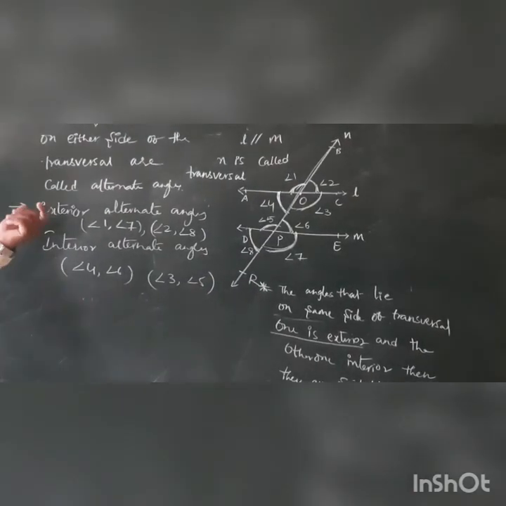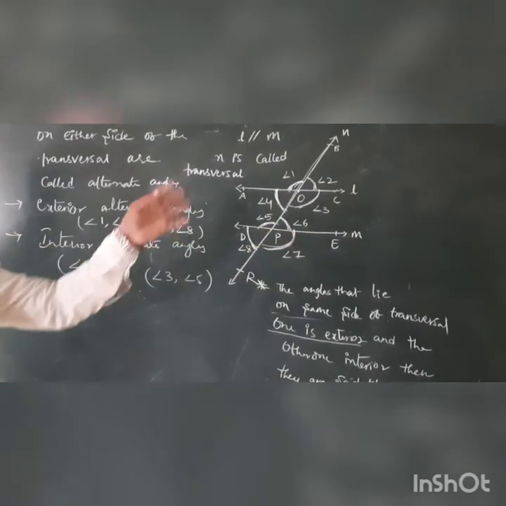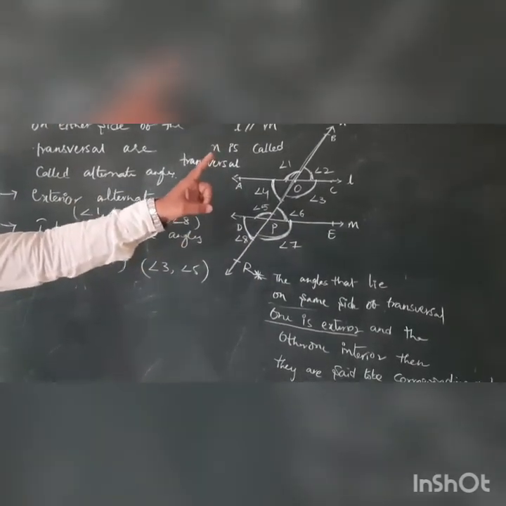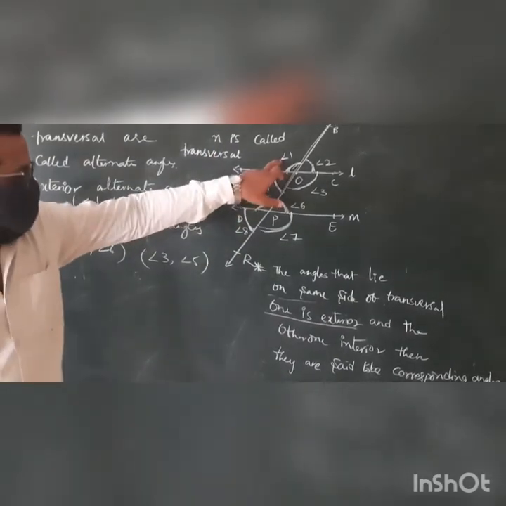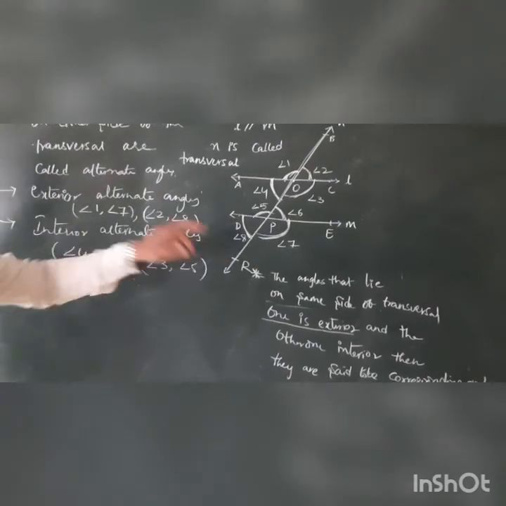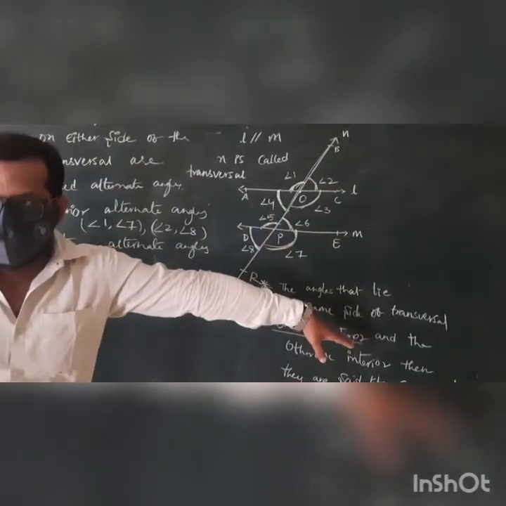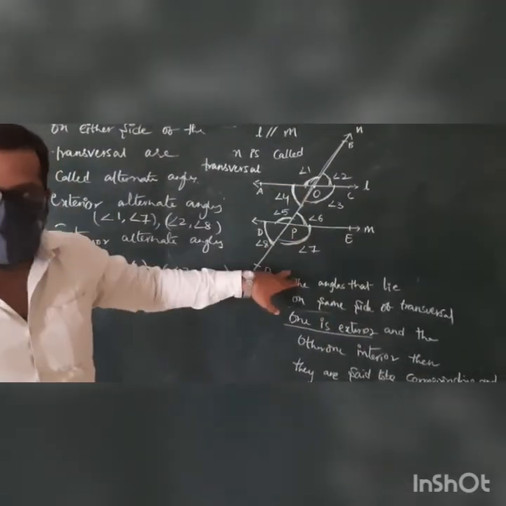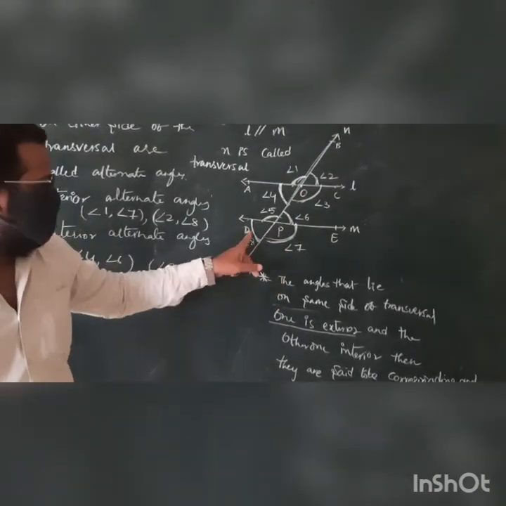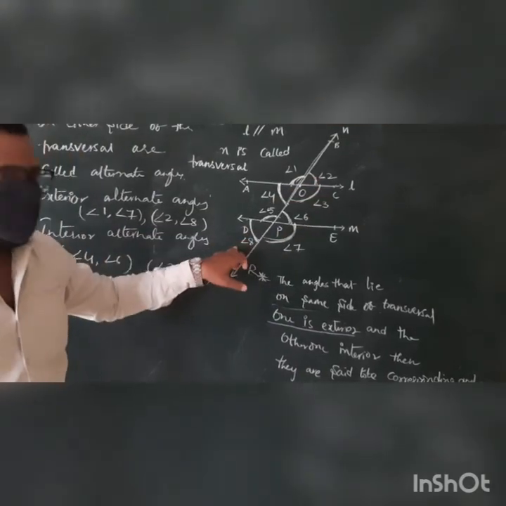So again I am explaining the definition. The angles that lie on either side, that means one angle should be on one side, the other angle should be on the other side. If you take angle 1 and angle 7, angle 1 is this side of the transversal and angle 7 is the other side of the transversal. And those two are exterior, so we call them exterior alternate angles. And in the same way, angle 2 and angle 8 are also.